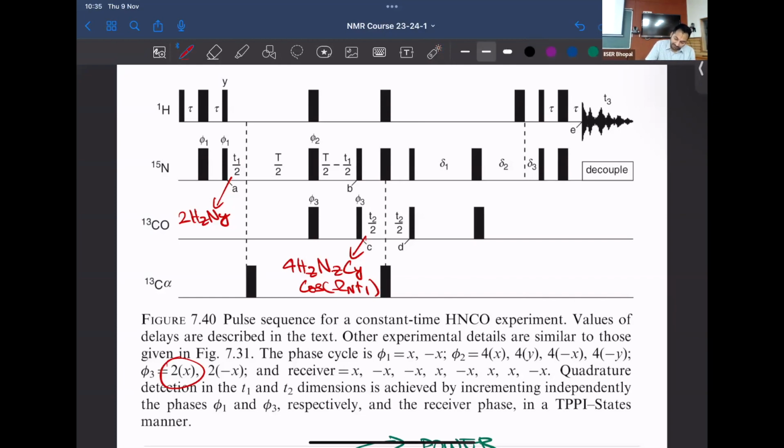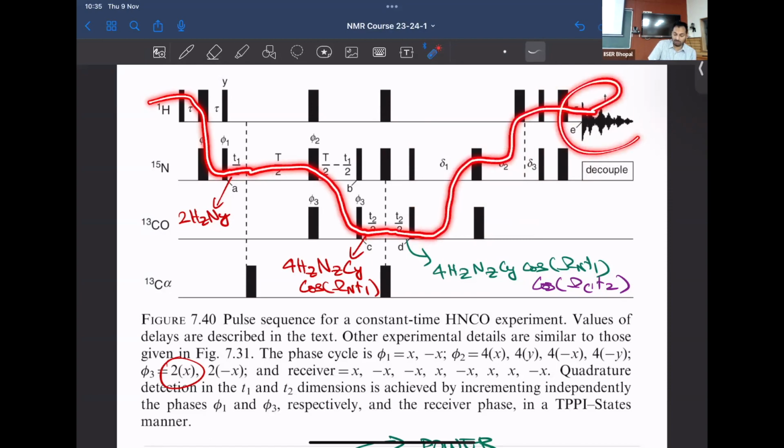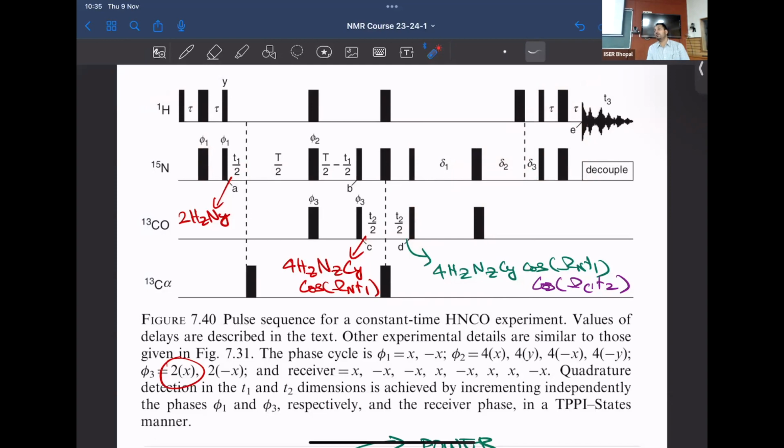So at the end of D, you would have gotten 4HZ, NZ, CY, cos omega n T1, cos omega C prime T2. So now at this point, what you're able to realize is this is the reverse INEPT for C prime back to N, and what happens here is the reverse INEPT for N to H. Therefore, you went from proton to nitrogen, got the nitrogen labeling, transferred it to carbonyl, got the carbonyl labeling, going back to nitrogen, going back to proton, and you're detecting. That is the out and back experiment that you're trying to look for.